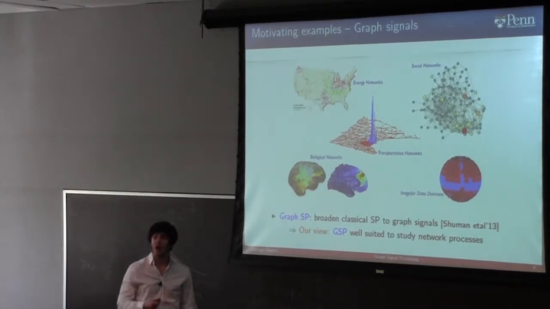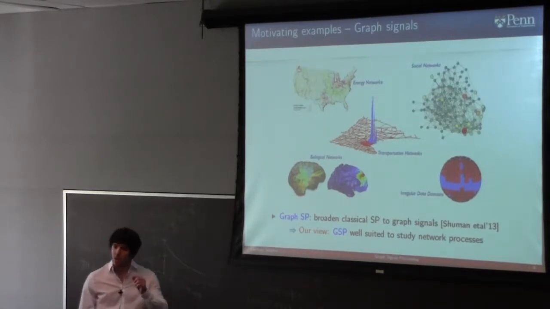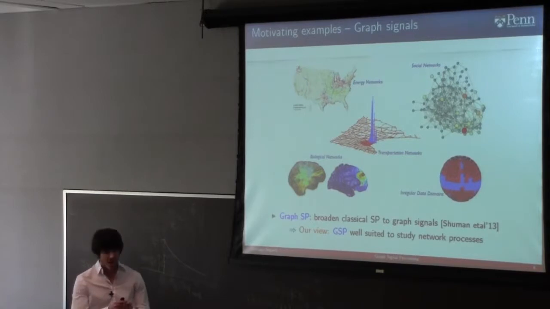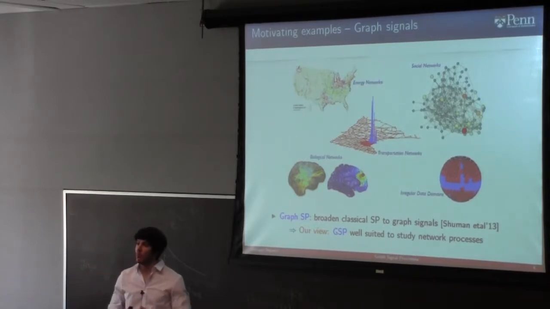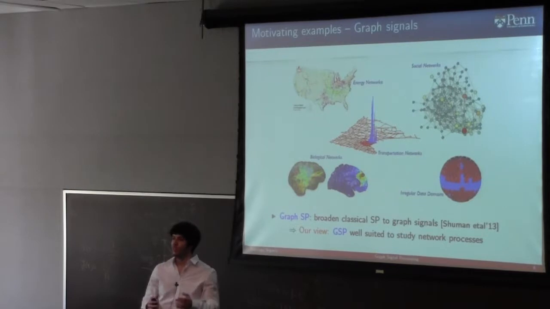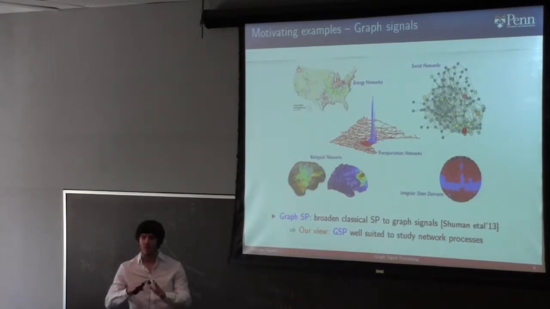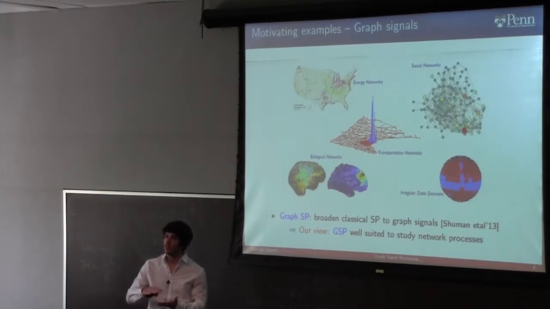Or we could have a brain. So we can model a brain as a network where every neural region is a node, and you have connections between these regions. But on top of this graph, you can have a signal. For example, brain activity. So the guy might have a type of signal when he's thinking about food, and another type of signal when he's thinking about work. And we can try to study these two signals with a common underlying graph, which is the brain.